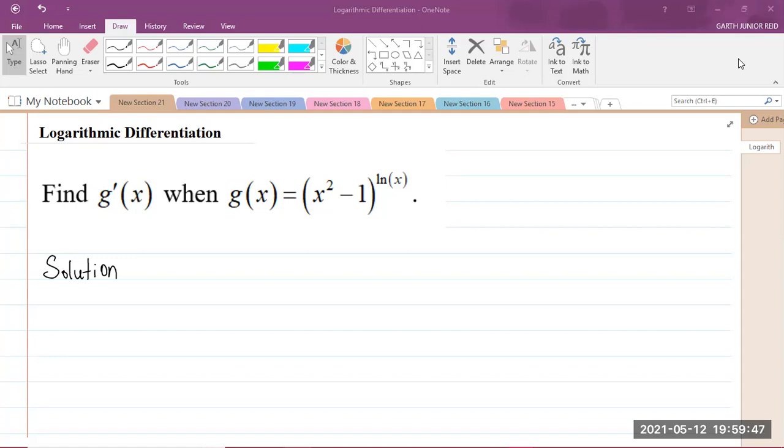Today we'll be looking at a CAPE Pure Mathematics Unit 2 question on Module 1 of the syllabus, which is Complex Numbers and Calculus 2, and the topic is Logarithmic Differentiation. The question says: find g prime of x when g of x is equal to x squared minus 1 raised to the power of ln x. We'll be using logarithmic differentiation.